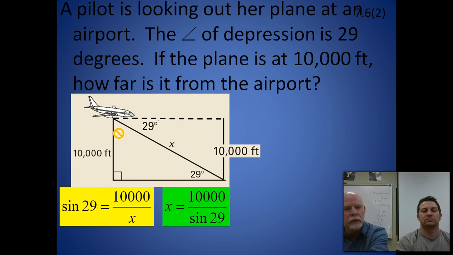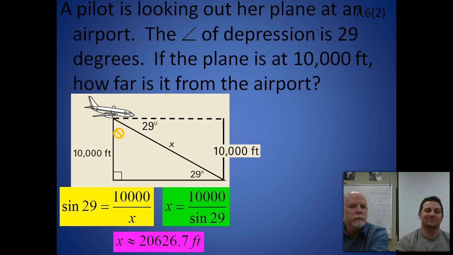Make sure you hit equals at the end of this. And it comes out to 20,626.7 feet, the distance that that plane has to fly at that angle to get down to the airport. Certainly these types of calculations are what pilots are doing all the time. So make sure you understand how to use your calculator again there.